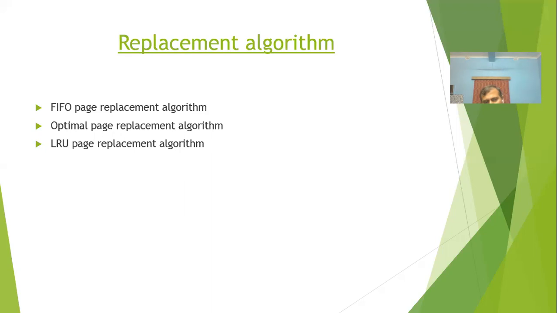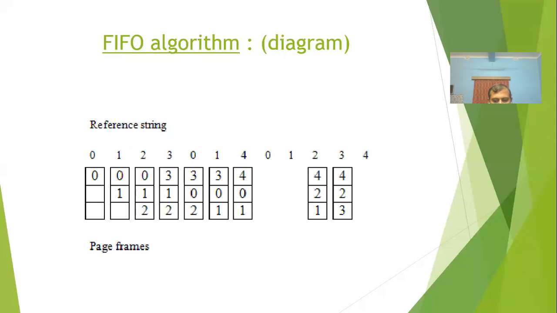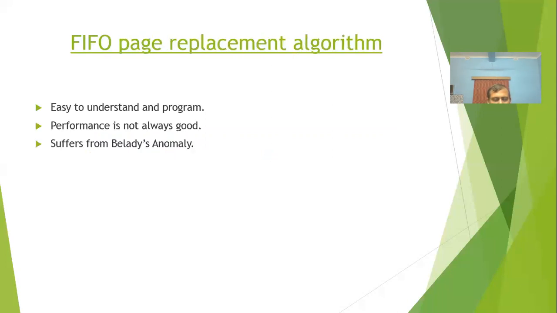Now, popularly, there are 3 different kinds of page replacement algorithms that we have. First is the FIFO page replacement algorithm, that is called the first in, first out page replacement algorithm. Then we have the optimal page replacement algorithm. And lastly, we have the LRU, or least recently used page replacement algorithm. So we will be studying all these 3 algorithms one by one. If we focus on the FIFO page replacement algorithm, it is very easy to understand and program.